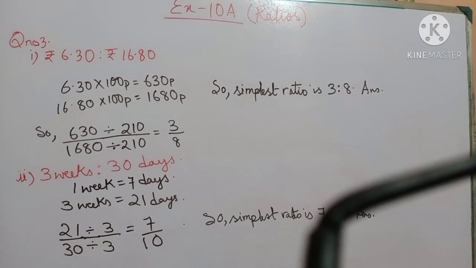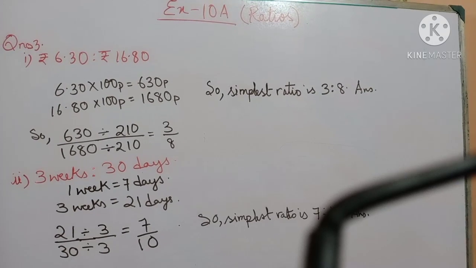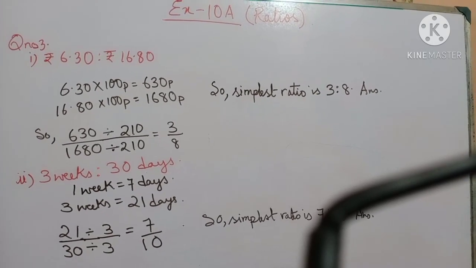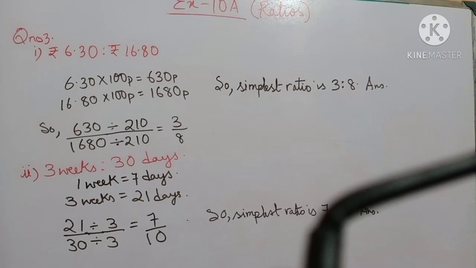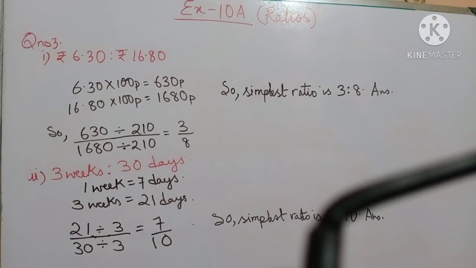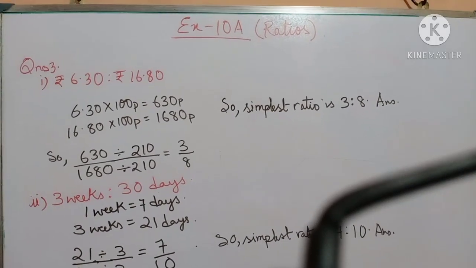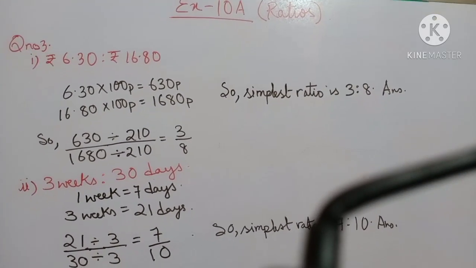Now we calculate the HCF. The HCF of 630 and 1680 is 210. You can calculate it now. Okay, you calculate it in rough. So it comes to 3 by 8. So what is our simplest ratio? The simplest ratio is 3:8.